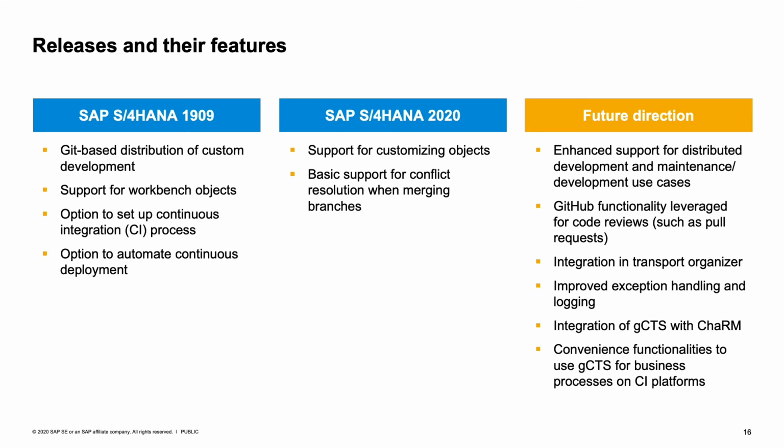Okay, so now you have seen all of the features or some of the new features that we provide in S/4HANA 2020. On this slide, you can again see the features that we have in the different releases. So what we started with in S/4HANA 1909 was to support the use case of distributed custom development. So that's what we have seen on the software lifecycle process slide in the beginning. In there, we can support workbench objects, and we think that we can support the process of continuous integration and automated deployment. In S/4HANA 2020, we made some enhancements for you so that you can also now use customizing transport requests with GCTS. So that's what you've just seen.